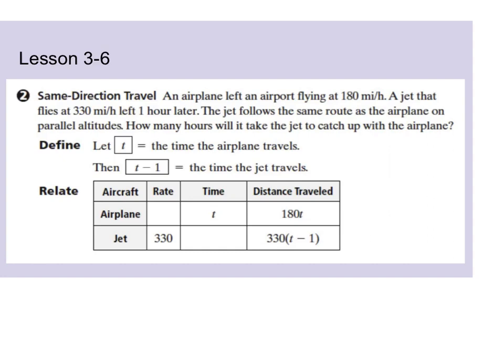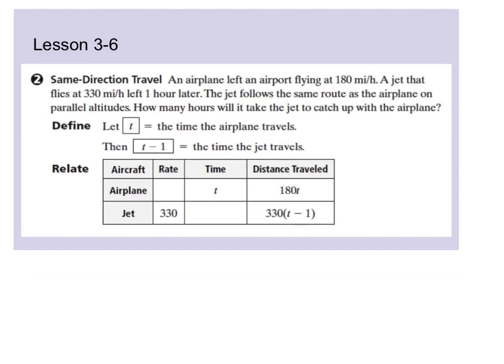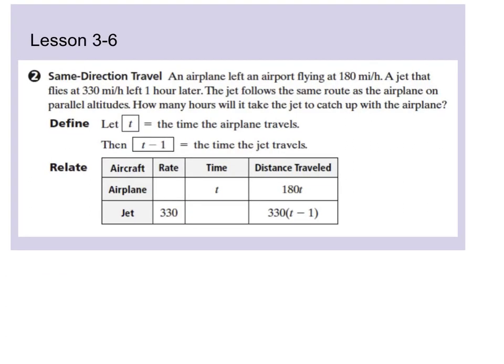So the airplane gets a head start, right? And we know that we're going to let t be the time that the airplane travels. We don't know how long it travels yet, but we will eventually. Now think about if the jet, the faster plane, left an hour later, we can take what we know about the airplane and we can subtract 1 hour from it to get the time the jet is in the air. Does it make sense? And remember, we were told that our airplane travels at 180 miles per hour.